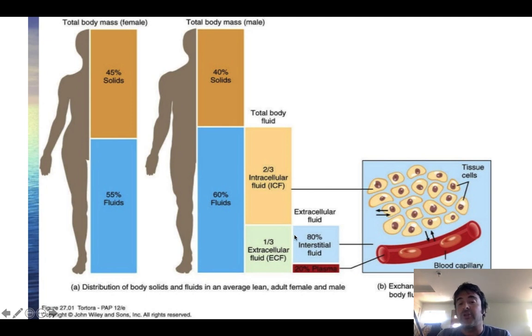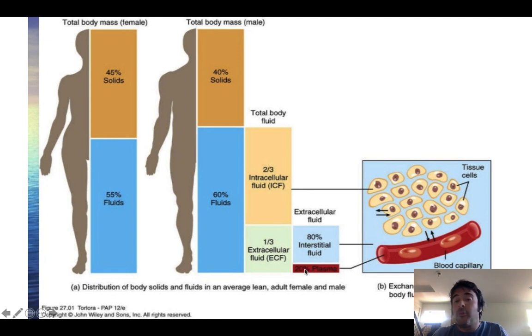And then when you break extracellular fluid down, you can break it down into blood plasma and interstitial fluid. We have way more interstitial fluid than blood plasma. At any given point in time, you have about 5 liters of blood. About 2 liters of that blood are red blood cells, platelets, and white blood cells, and 3 liters of that blood, which is a mixture, is blood plasma.